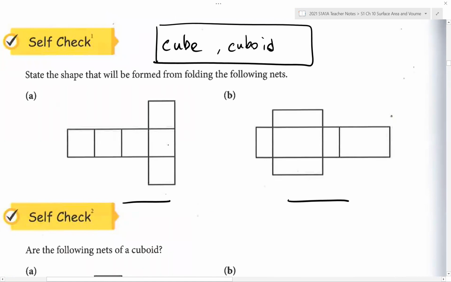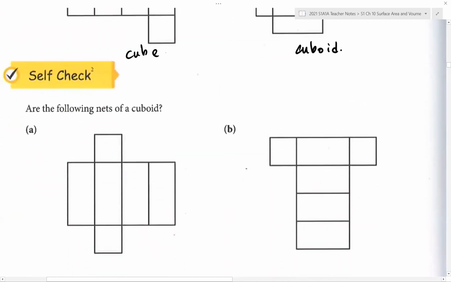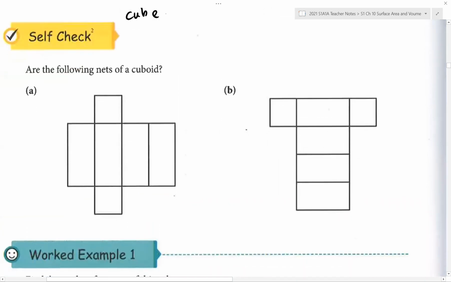Okay, imagine folding it up. Fold the piece on the left, part A. What shape will you get? Cube or cuboid? Cube. What about the one on the right? Cuboid. Okay, so are the following actually nets of a cuboid? Yes. How about the one on the right? Also yes. Both of them will give you cuboids.